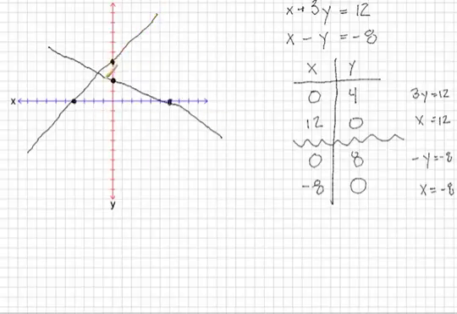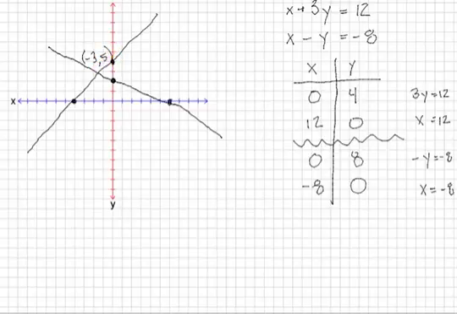So wherever these intersect, that is where the solution of this system is. It looks to me like they kind of intersect in the middle of -2 and -4 on x. So the x coordinate would be -3, and they're kind of in the middle of 4 and 6 on y. So it looks like we're going to be going up 5 on y. So your solution to this equation is -3, 5.